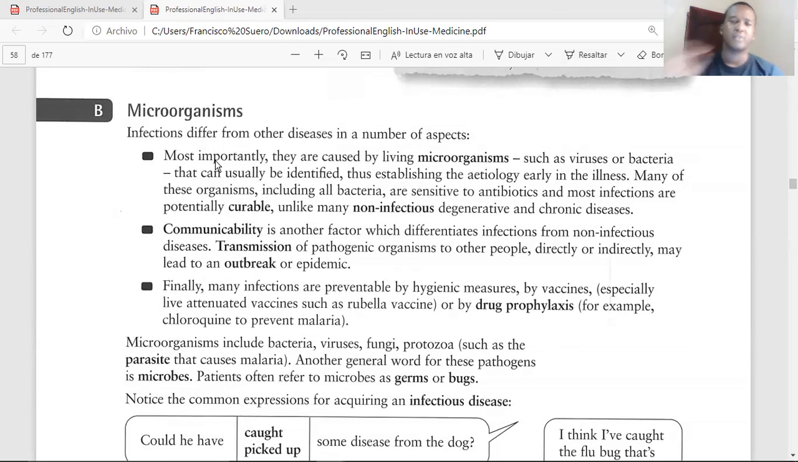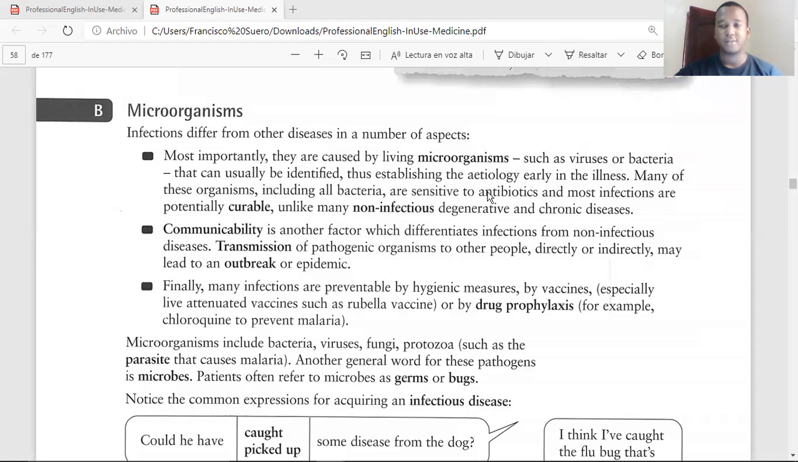B. Microorganisms. Infections differ from other diseases in a number of aspects. Most importantly, they are caused by living microorganisms such as viruses or bacteria that can usually be identified, thus establishing the etiology early in the illness. Many of these organisms, including all bacteria, are sensitive to antibiotics, and most infections are potentially curable.